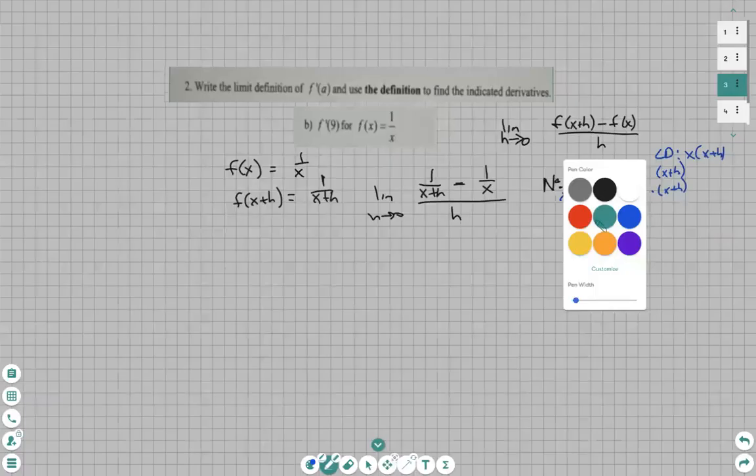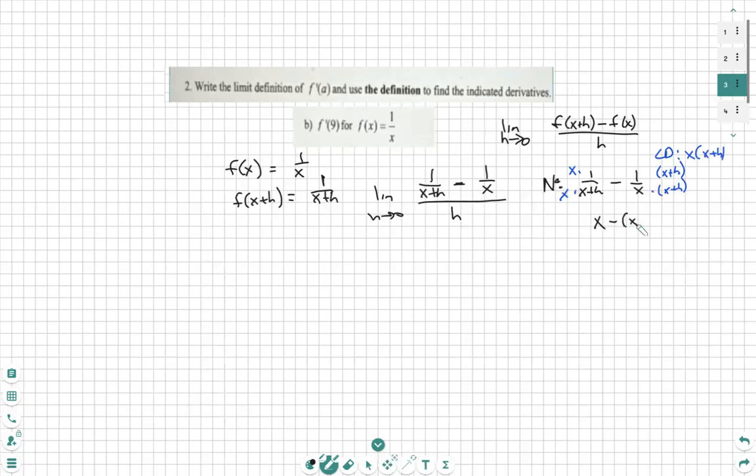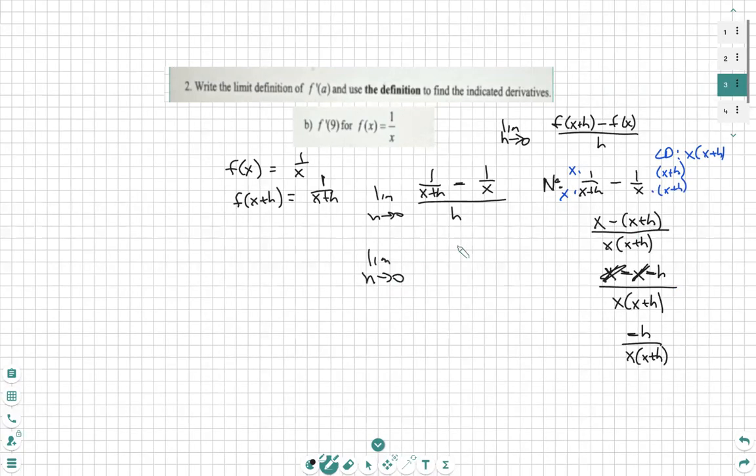Then we can rewrite, and we have x minus, in parentheses, x plus h, all over x times x plus h. I will then distribute that negative sign: x minus x minus h, all over x times x plus h. We can see these x's cancel, and finally we have negative h over x times x plus h as the final form of the numerator. So we will plug that back into our definition of the derivative.